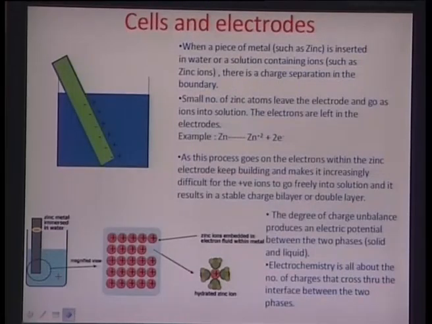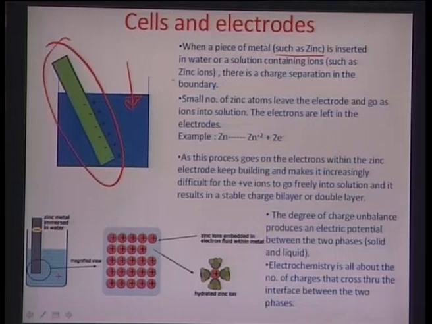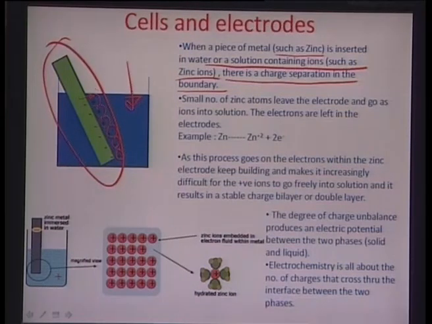So, let us look into a little bit of fundamental aspects of what happens when we dip a metal rod inside a solution. When a piece of metal such as, let us say, zinc in this case, is inserted in water or maybe a solution which contains zinc ions, there is an immediate charge separation in the boundary. And I think I illustrated in one of my lectures before that whatever processes take place at this interface lead to the rapid development of metals from the electrode going into the solution as metal plus ions. So, some oxidized states are created.